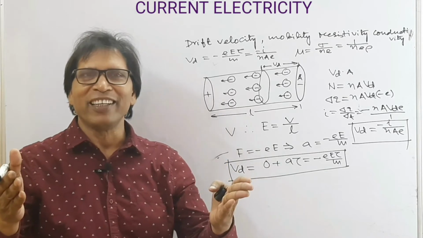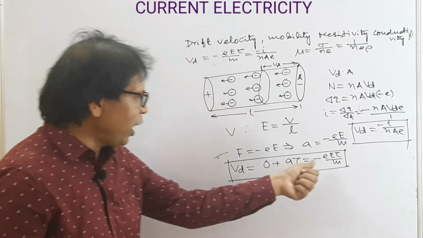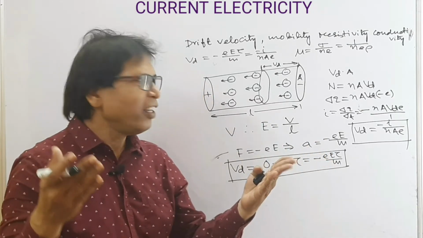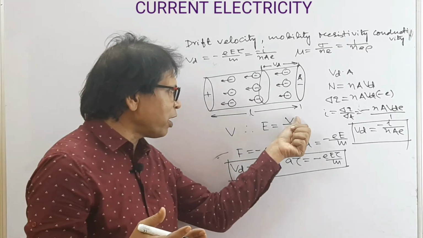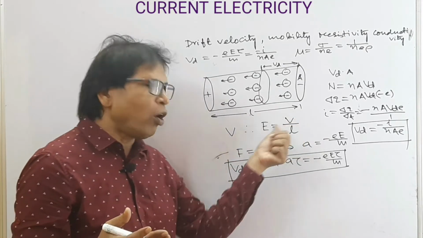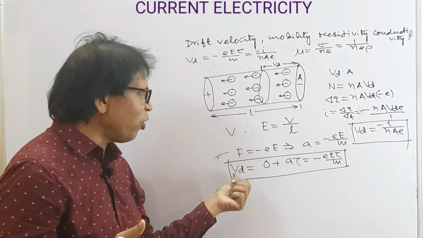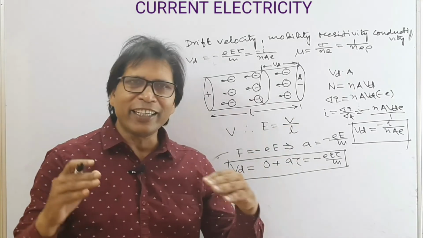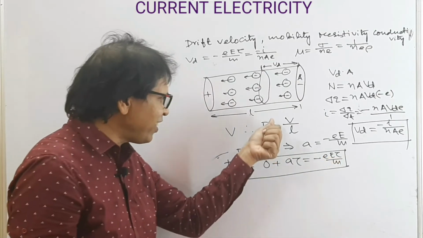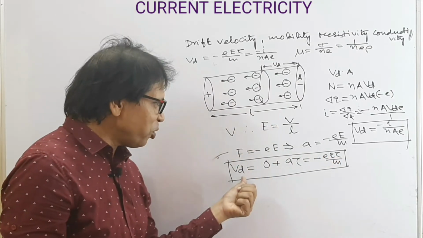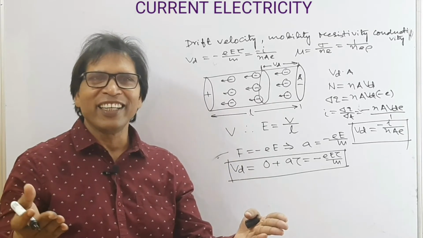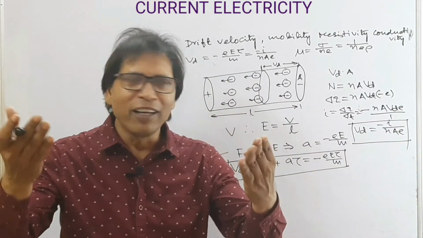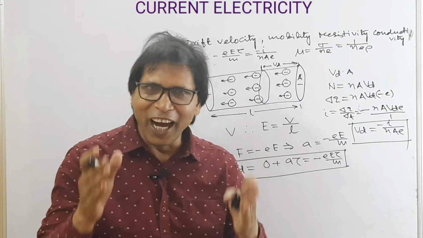So this is the expression of drift velocity in terms of current, and this is the drift velocity in terms of electric field. Now look at this, if electric field becomes double, then drift velocity also doubles. If the potential difference becomes double, then electric field also doubles, so drift velocity also doubles. If both potential difference and length increase to 2 times, electric field remains constant, so drift velocity also remains constant.